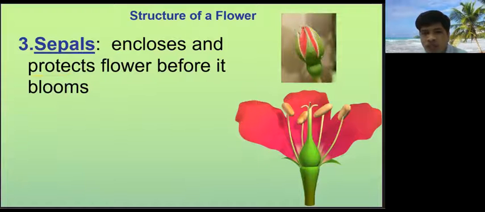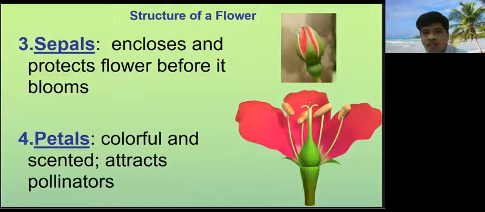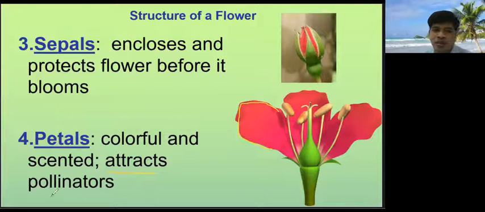And number 4 is the petals. They are colorful and scented. Its job is to attract. It is very colorful because its job is to attract pollinators. Pollinators are insects that can bring the pollen to the stigma.